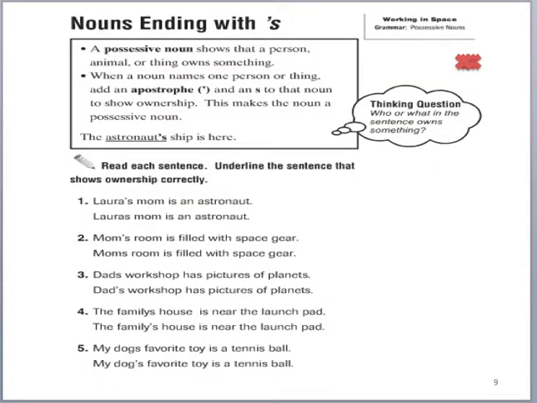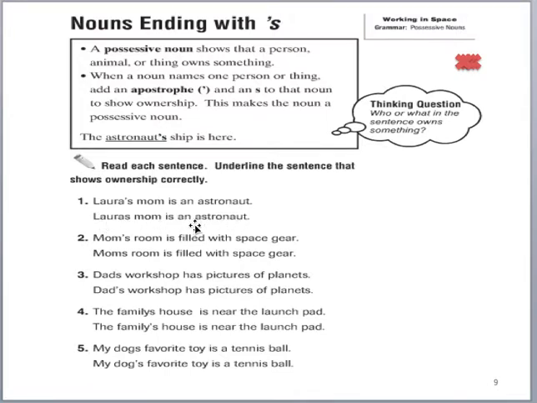Let's go to our next slide here. I will do number 1 with you, and you can do the rest by yourself. So here it says, read each sentence, underline the sentence that shows ownership correctly. So I'm going to put an X next to the option which is incorrect, and the one which is correct I will let you know. So let's look at number 1. Number 1 has 2 options. Laura's mom is an astronaut. So whose mom? Laura's mom. Number 2, Laura's mom is an astronaut.